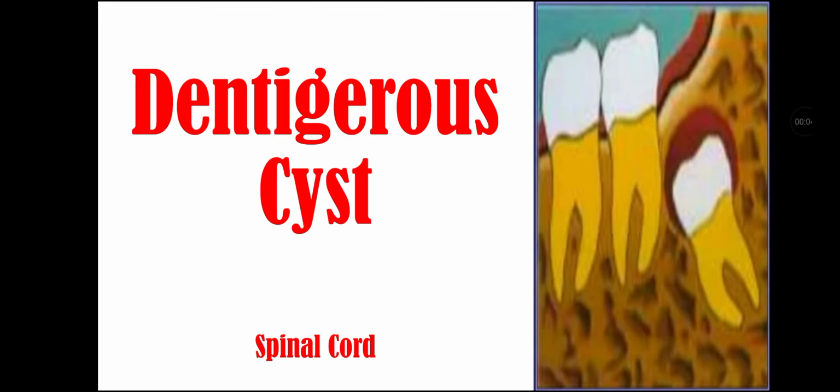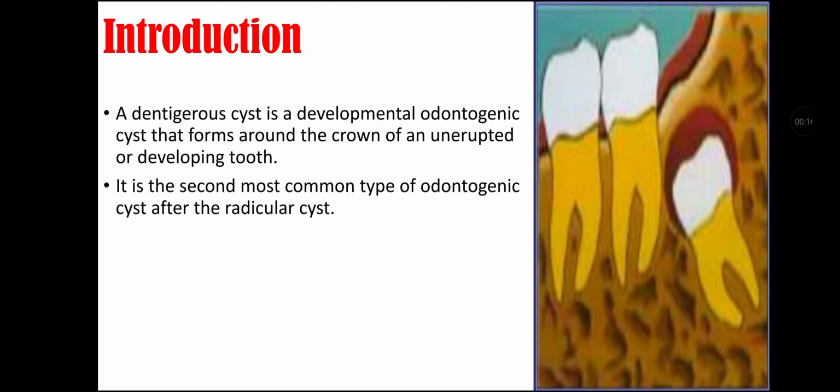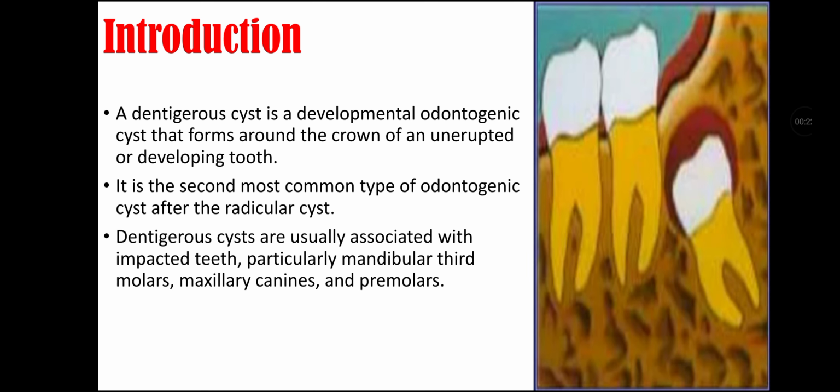Today we are going to talk about dentigerous cyst. So let's start our topic with introduction. Dentigerous cyst is a developmental odontogenic cyst that forms around the crown of an unerupted or developing tooth. It is the second most common type of odontogenic cyst after the radicular cyst.